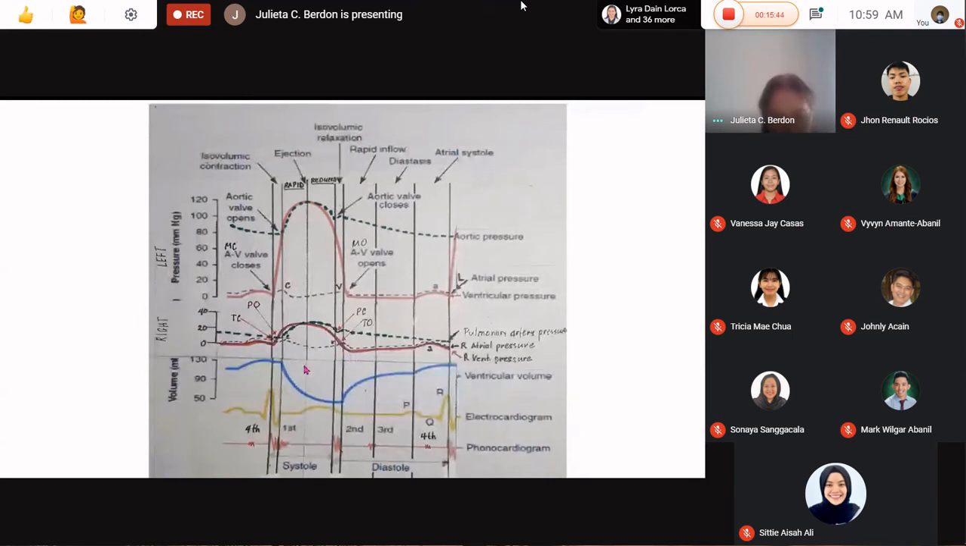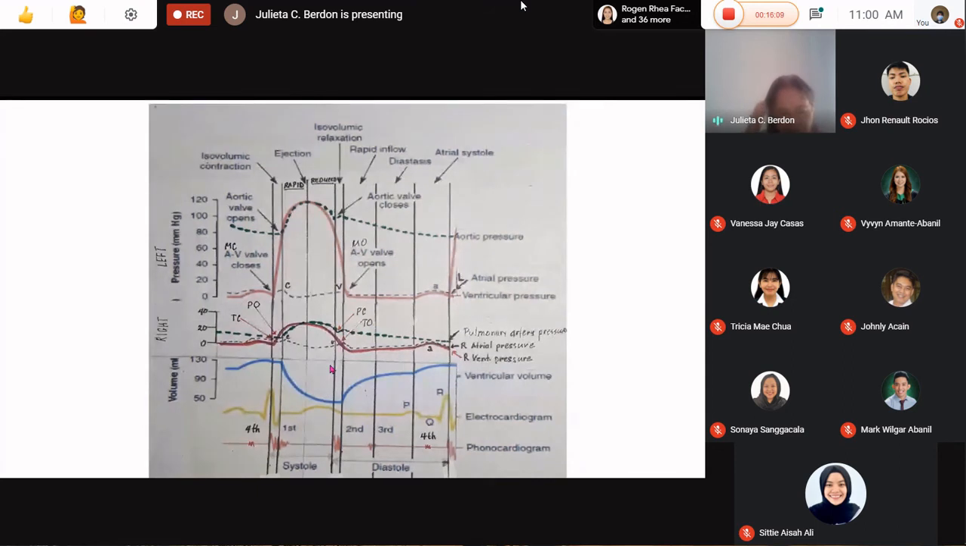Why? Isn't the contraction very strong? Yes, what is it? It's because the contraction of the left is stronger, so it pushes blood throughout the whole body. Okay, very good. The contraction of your left is very strong compared to your right, so it can eject easily.